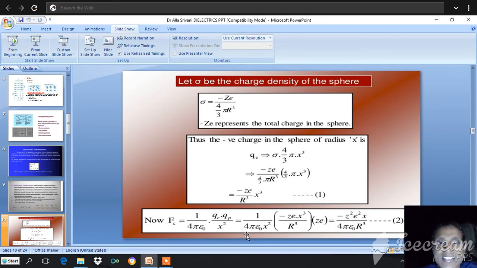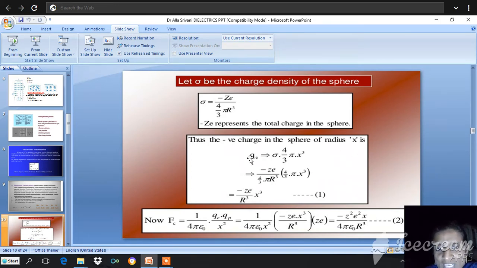So we discuss here about electronic polarizability, that is charge by volume. Charge is minus ZE, volume is 4 by 3 pi r cube. Here minus ZE refers to the total charge in the sphere. So negative charge in the sphere is at a distance of x.